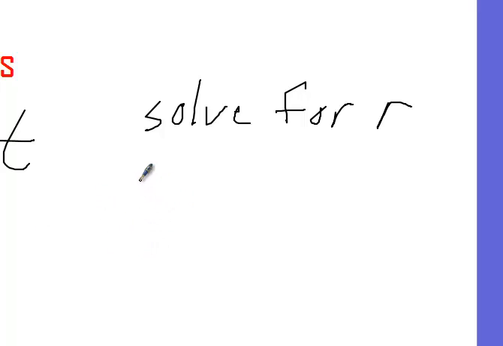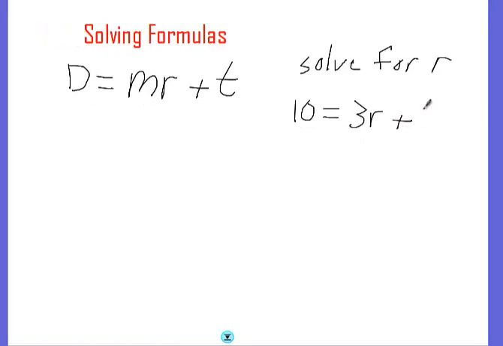So now I'm going to write an equation with numbers instead of variables. Now, if you look, this is just the same exact equation as y equals mx plus b, an equation for a linear format. So if we're over here and we have 10 equals 3r plus 5, the first thing we want to do is subtract the 5 from both sides.